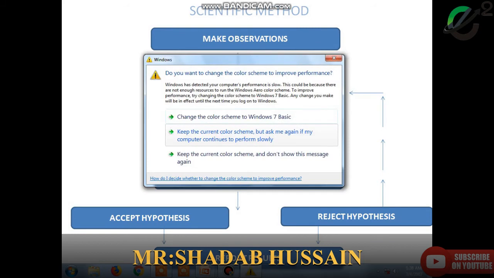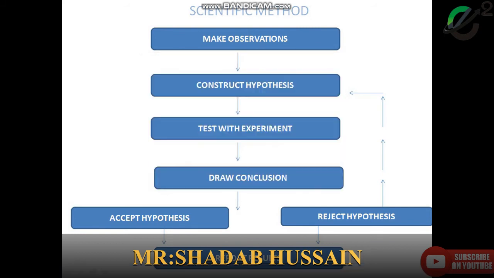At this stage, there are two things. Which are the two things? Accept hypothesis and reject hypothesis. After the conclusion you have two options. If your hypothesis is accepted, then you will go to the reports and results. And if it is rejected, then you will reconstruct. A scientist reconstructs the hypothesis.